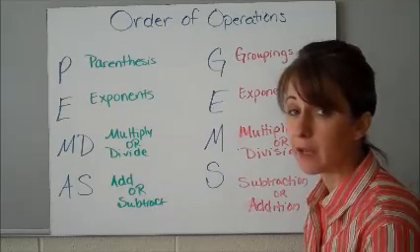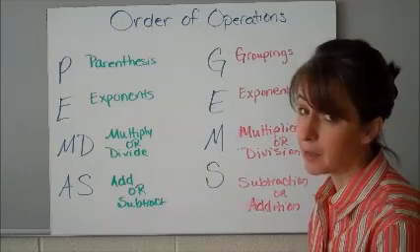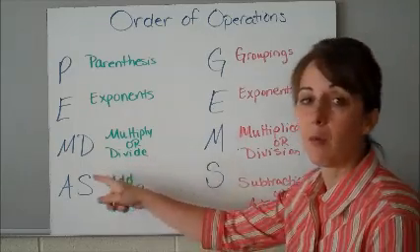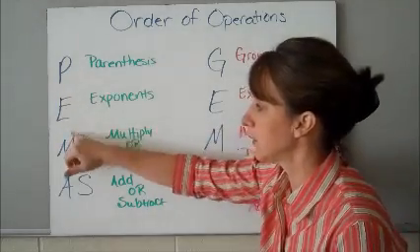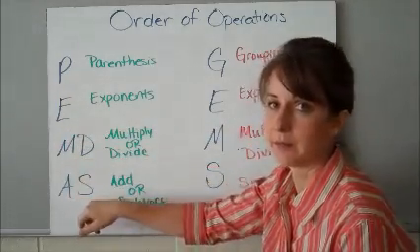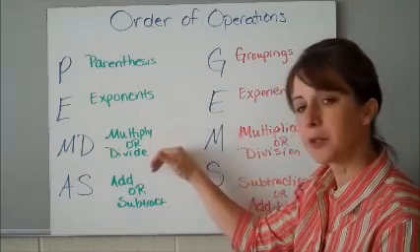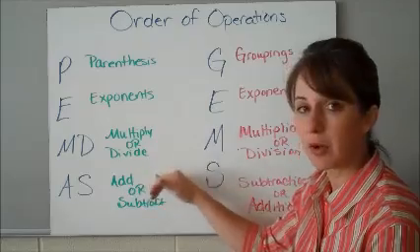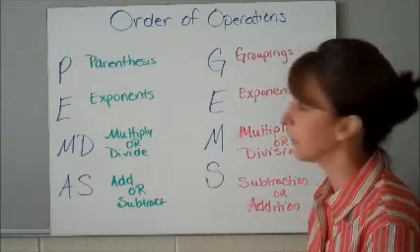At the end of this video, I'm going to allow you to listen to a song, not sung by me, to figure out why these go together in one step. But in please excuse my dear Aunt Sally, parentheses, and then exponents, and then multiply or divide, and then add or subtract. And this word or is a really important word that we'll get back to in a little bit.